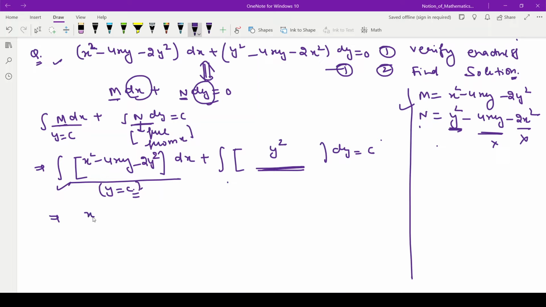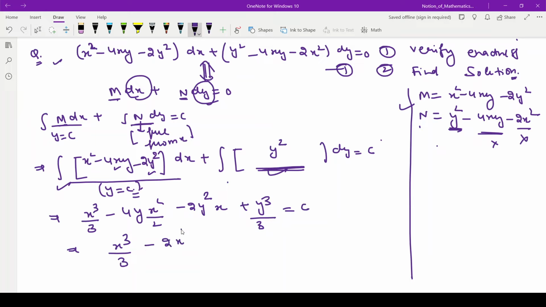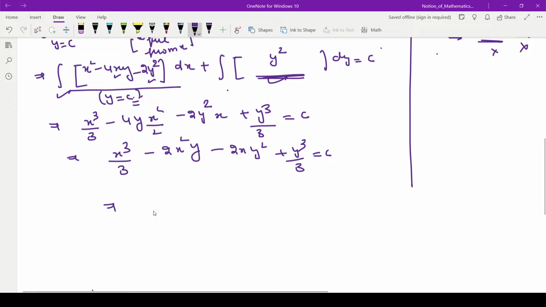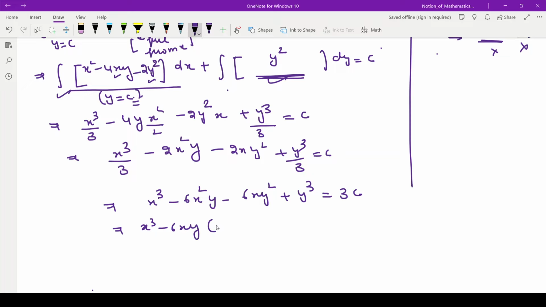Now we will integrate this particular term. Integration of x squared is x cubed by 3, minus 4y is a constant and integration of x is x squared by 2, minus 2y squared is a constant and integration of dx is x, plus integration of y squared is y cubed by 3 is equal to constant. A little more simplification is required: x cubed by 3 minus 2x squared y minus 2xy squared plus y cubed by 3 is equal to constant. Thereafter we can take the 3 LCM. So it will be x cubed minus 6x squared y minus 6xy squared plus y cubed is equal to 3c. Or I can write it as x cubed minus 6xy, which is a common term, plus y cubed, is equal to 3c.